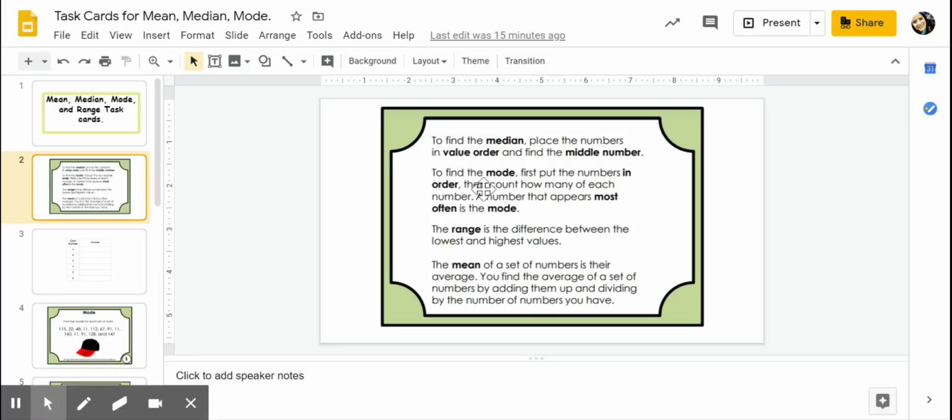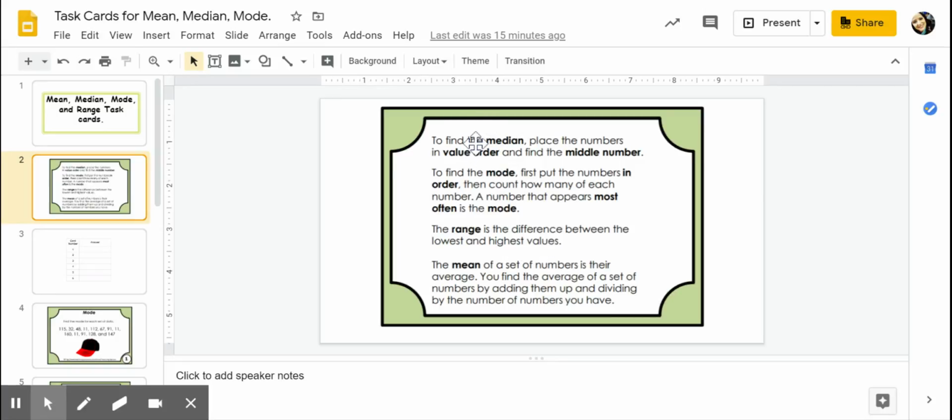And then to find the mode, you need to put the numbers in order from least to greatest. Then count how many of each number. A number that appears the most often is the mode. So if you have two sets of 5, then 5 would be your mode. The range is the difference, or subtraction, between the lowest and the highest values.